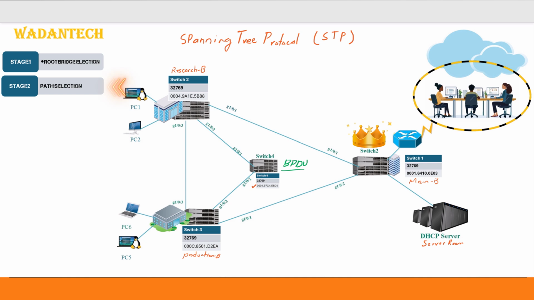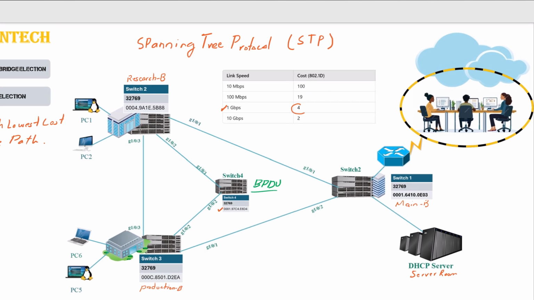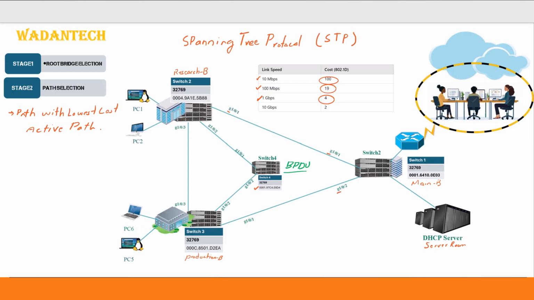Once the root bridge is elected, STP calculates the shortest path from the root bridge to all other switches in the network using the root path cost. The path with the lowest cost is selected as the active path, while other paths are considered redundant. Based on the table, a link with gigabit speed has a cost of 4, 100 megabit per second has 19, and a link with 10 Mbps has 100. Now all the links between switches are gigabit. It means the cost between each switch is 4.